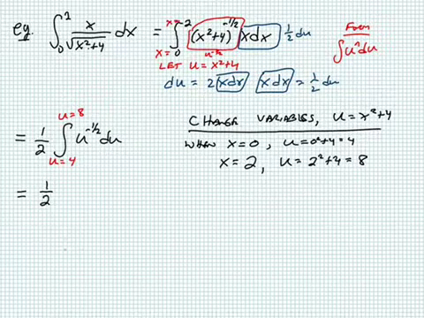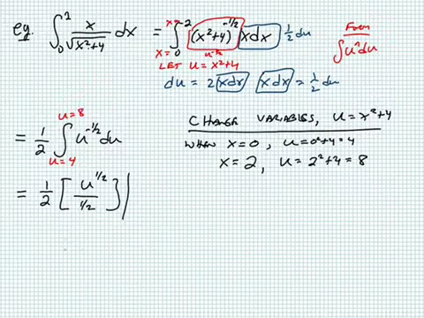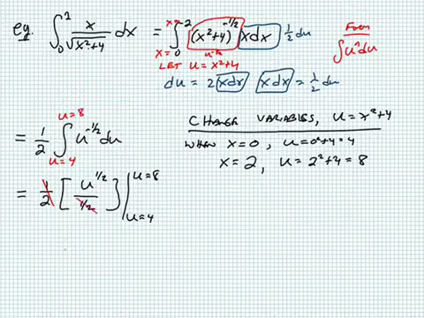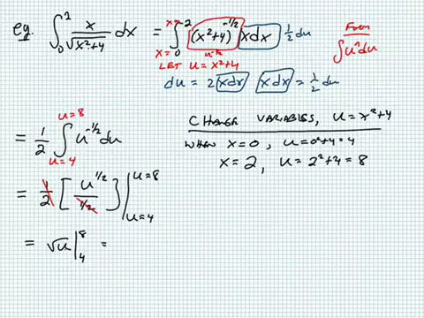So I've got 1/2, and then the antiderivative of u to the minus 1/2 is going to be u to the 1/2 over 1/2. And I'm going to evaluate that from u is equal to 4 to u is equal to 8. So I've changed my variables, so there's no need to put the x back in. Let's see what happens here. This 1/2 cancels with this 1/2. So basically what I have here is I've got the square root of u evaluated from 4 to 8, which is going to be equal to the square root of 8 minus the square root of 4.